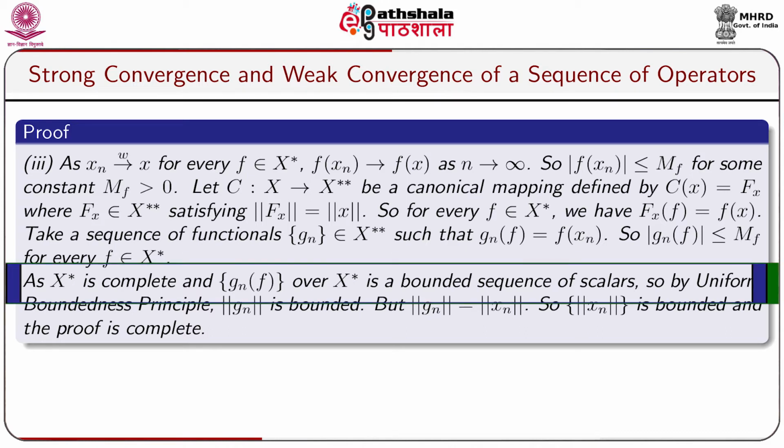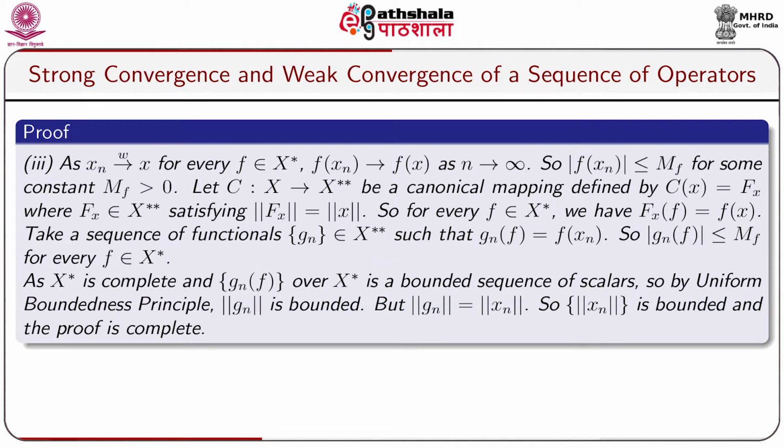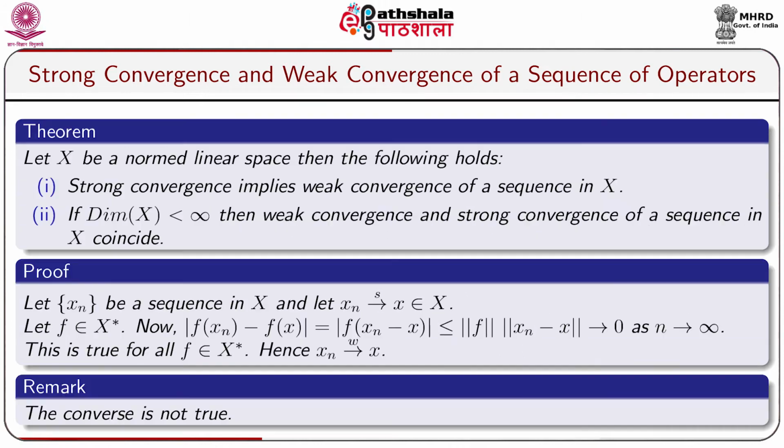As X star is complete and the sequence g_n(f) over X star is a bounded sequence of scalars, by the uniform boundedness principle, norm of g_n is bounded. But norm of g_n equals norm of x_n, so the sequence of norms of x_n is bounded, and hence the proof is complete.